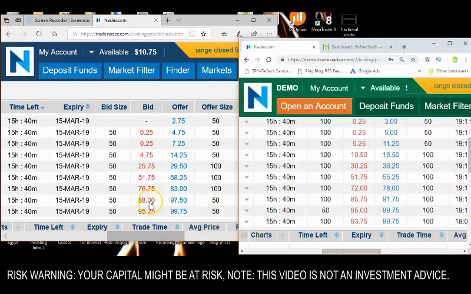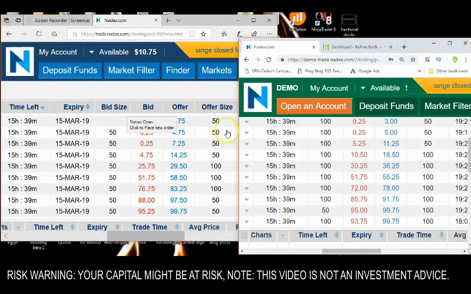Now we can also see one of the other major differences is the bid size and the offer size. Over here we can see almost all hundreds for the demo account, while over here we have a couple hundreds, but we have mostly 50s. This makes a huge difference if you're using a strategy using the leverage of your account value.